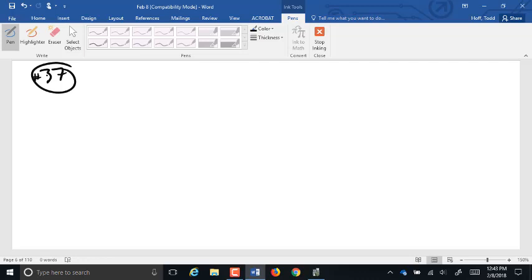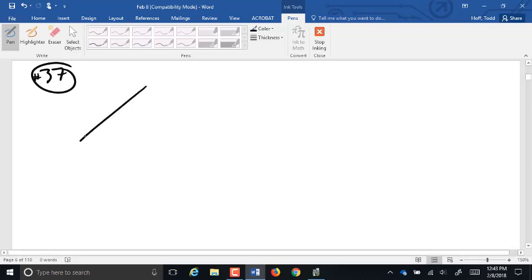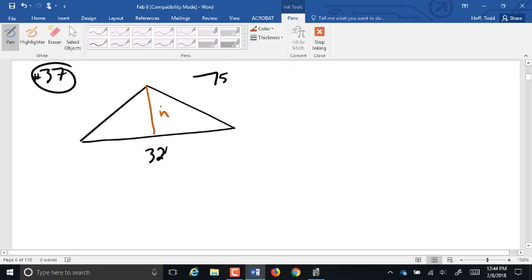So number 37 out of this packet. We have a simple truss with a span of 32 feet. We're given a 5/12 slope. That's all we're given. We are asked to find the height, and then J here is the common rafter length.